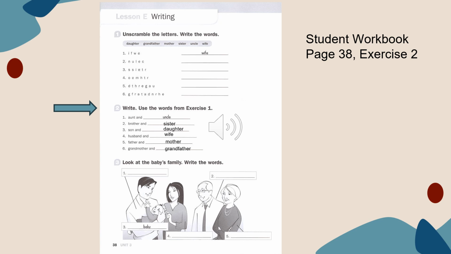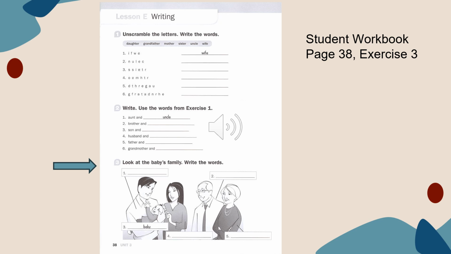5, father and mother, the parents. One is the father and one is the mother. And finally, 6, grandmother and grandfather. Let's do the final exercise on page 38. That's exercise 3 on student workbook, page 38.